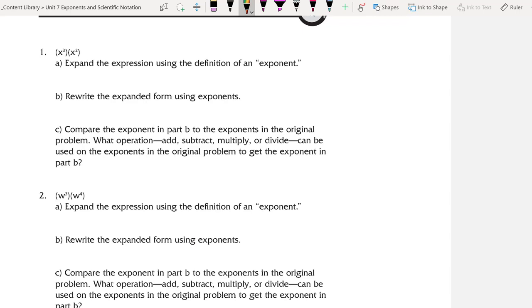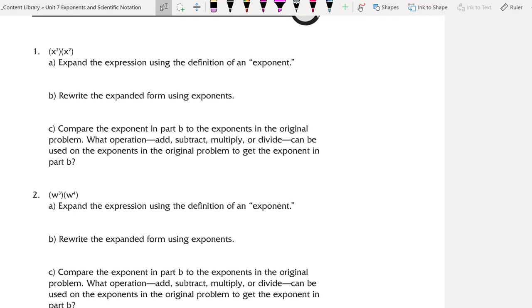So we're going to take this expression x to the third times x to the second and expand that. So what that means is I'm going to write x to the third as x times x times x. That's x to the third right there, if I broke that all down. And then if I break down x to the second, that would be x times x. B part says rewrite the expanded form using exponents. Well, I've got 1, 2, 3, 4, 5 x's, so I could write that as x to the fifth.